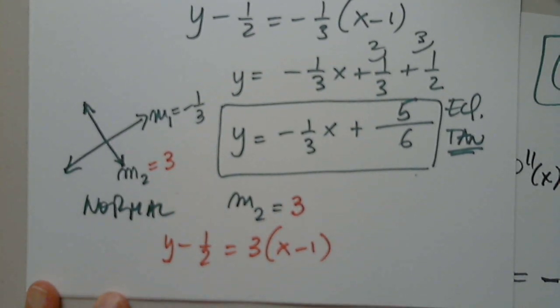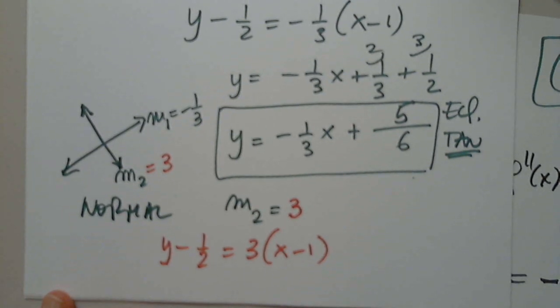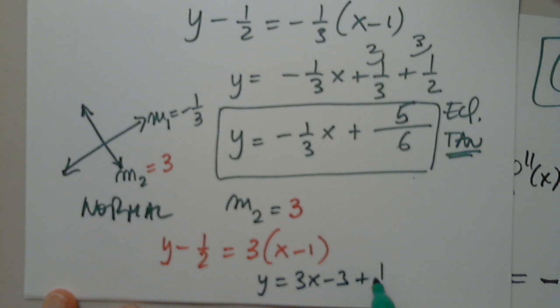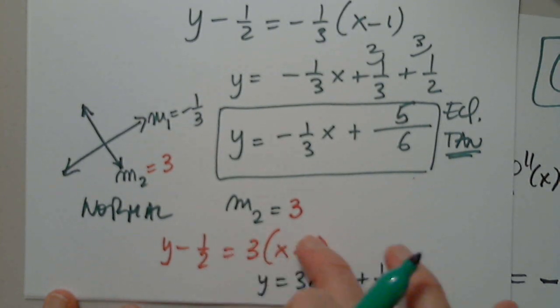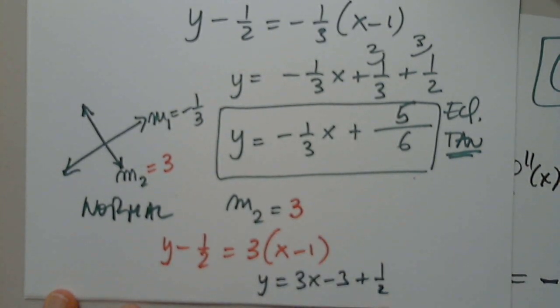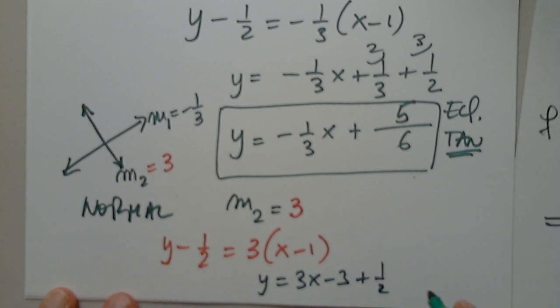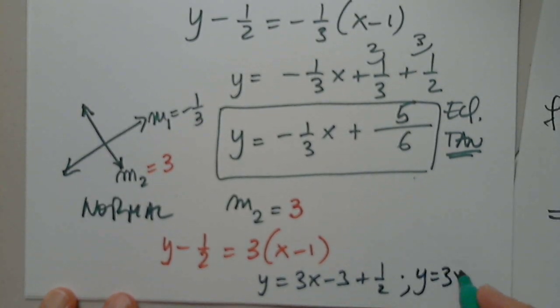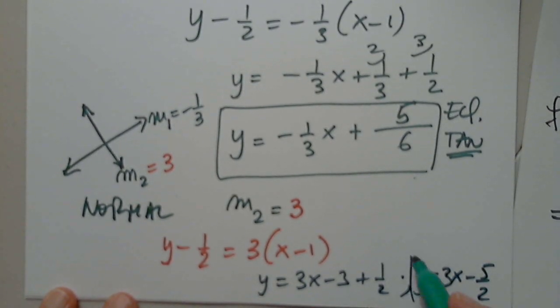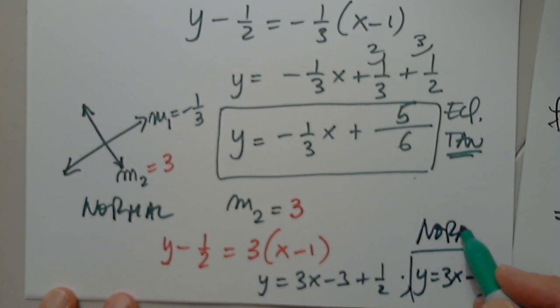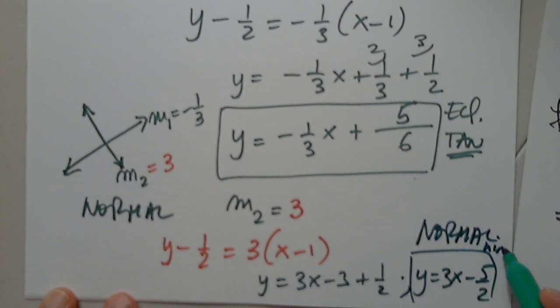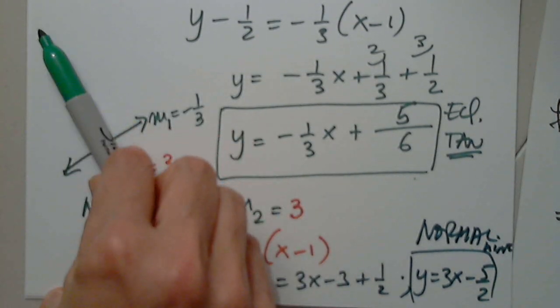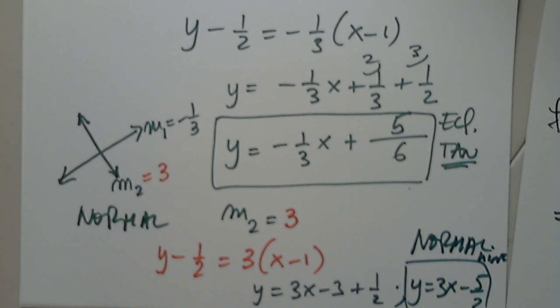So now all I have to do is distribute and add 1/2. So y equals 3x minus 3 plus 1/2. So this is negative 6 plus 1, negative 5/2. So y equals 3x minus 5/2. This is the normal line. It's called normal because it's perpendicular to the tangent at the same point, of course.